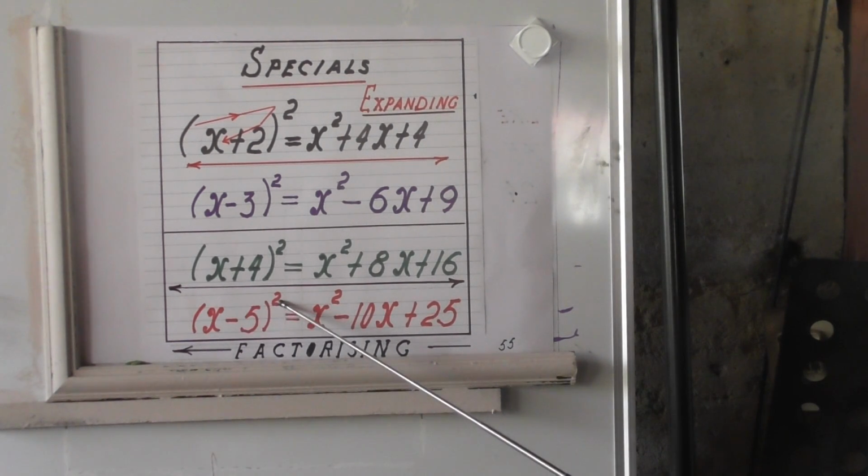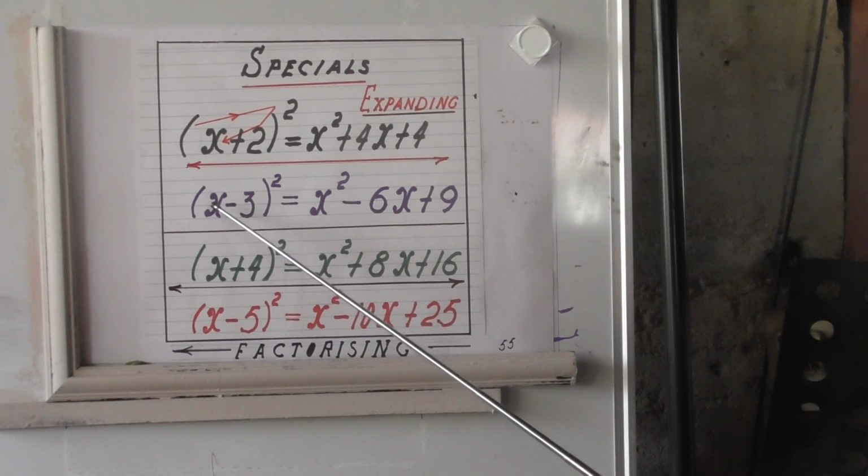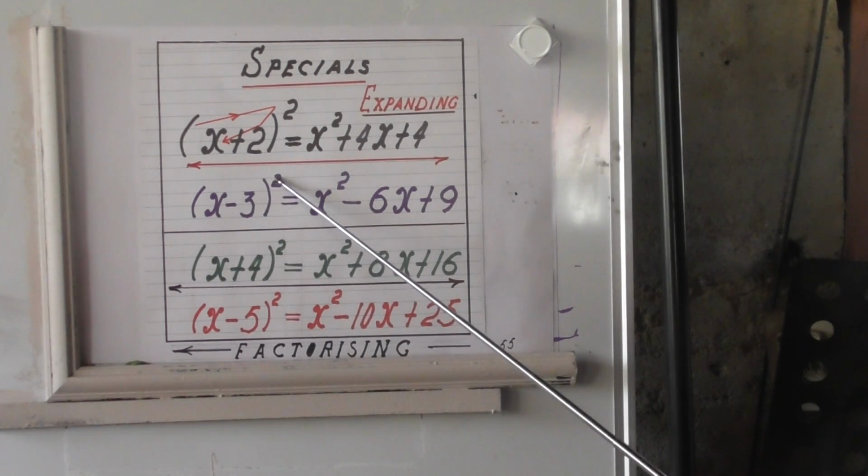X squared, negative 10x. We do that with our eye. X squared, now we see the negative, negative 10x. Negative 5 times negative 5 is positive 25. I'll do that again. X squared.